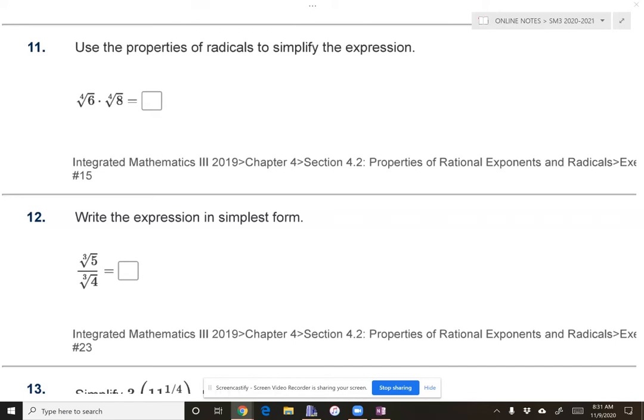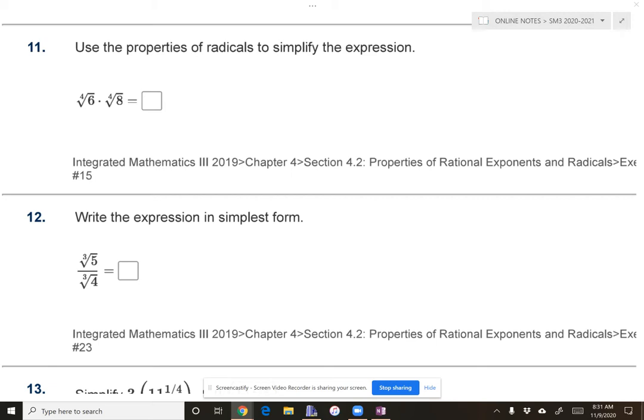Okay, here we go. Number 11. This video will contain the problems 11 through 20 for the 4.1, 4.2 review for Secondary Math 3. So, number 11 says use the properties of radicals to simplify the expression.